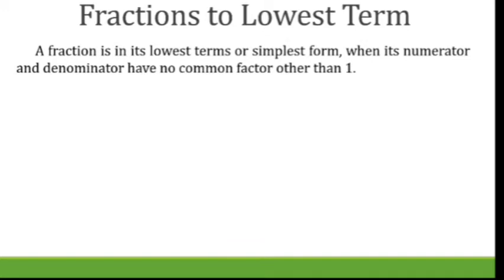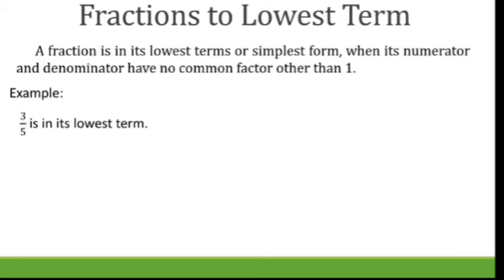Before that, a fraction is in its lowest terms or simplest form when its numerator and denominator have no common factor other than 1. For example, we have 3 over 5 is in its lowest term. So, ibig sabihin yung 3 over 5 ay naka-lowest term na.